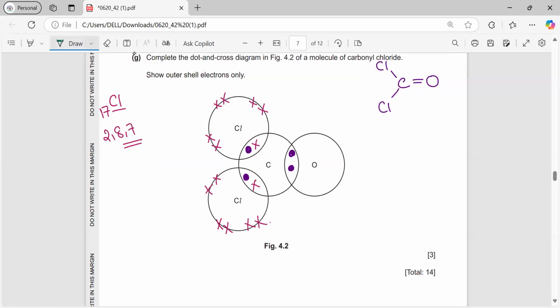And for the oxygen, atomic number is 8. The configuration is 2, 6. So it has a total of 6 outer electrons. Out of 6 electrons, it will share 2 electrons with carbon and the rest of the 4 electrons will be drawn outside. So that's how the carbonyl chloride dot and cross diagram will be made.